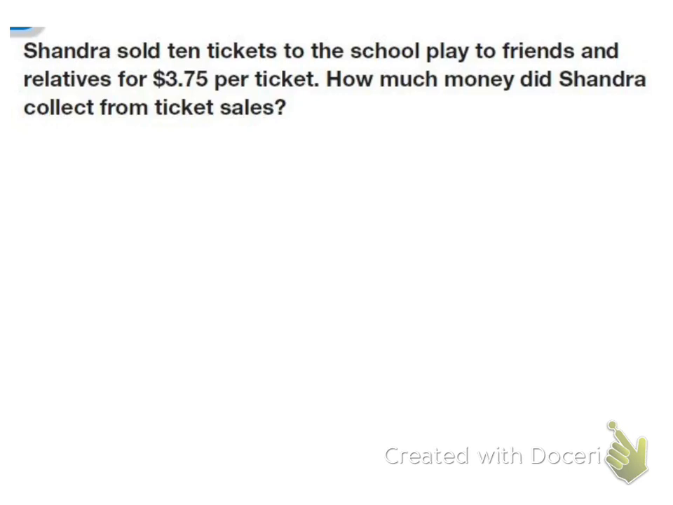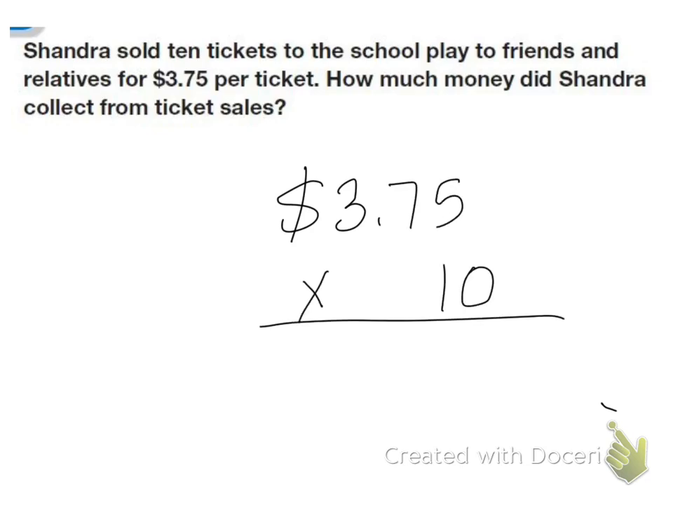Let's try another one. Chandra sold 10 tickets to the school play to friends and relatives for $3.75 per ticket. How much money did Chandra collect from the ticket sales? So we can do the same trick with our money values. I have $3.75. I'm going to multiply that by 10. The zero's hanging out, so we just bring that down.